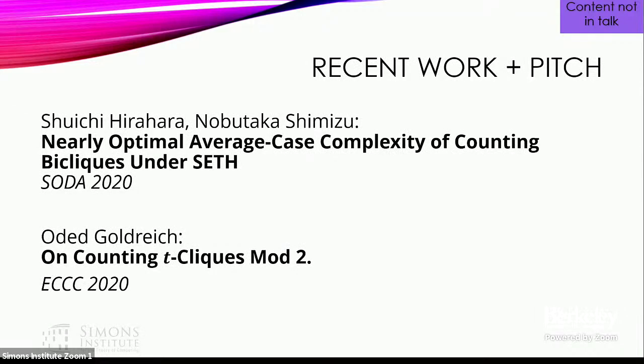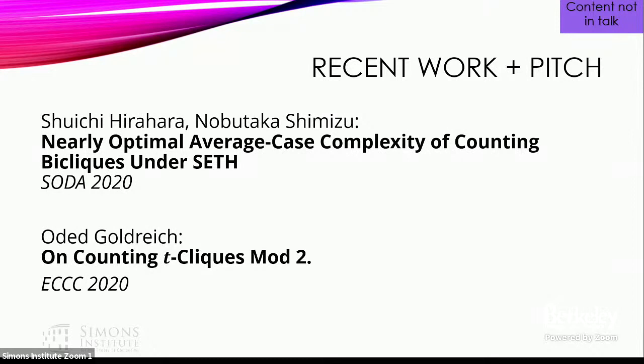I also wanted to talk a little bit about some papers that came out that I think are cool, that are very related to this talk. Hirahara and Shimizu have a paper on nearly optimal average case complexity of counting bicliques under set. They work on trying to improve these probabilities. Instead of having probabilities that look like 1 minus 1 over some very large polylog, they get improved probabilities, but not quite over the uniform distribution. And they have various interesting things that show up there.